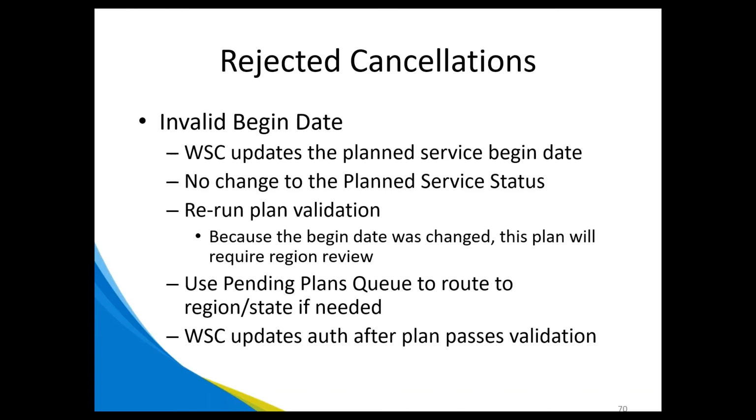For an invalid begin date, all you'll do is open that planned service. Again, you've used your WSC cost plan adjustment role. You've reversed the status back to draft. And then you're going to go ahead and open that planned service and adjust the begin date. You won't change anything else. Everything else will automatically calculate and you'll rerun validation.